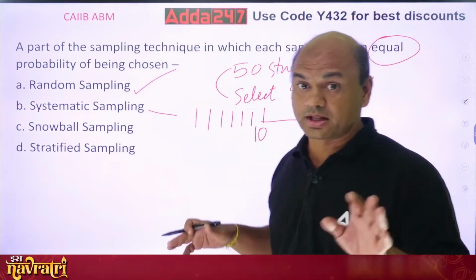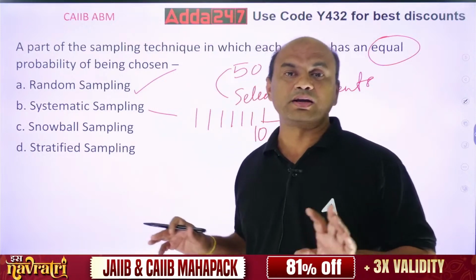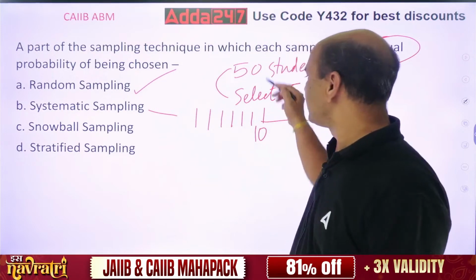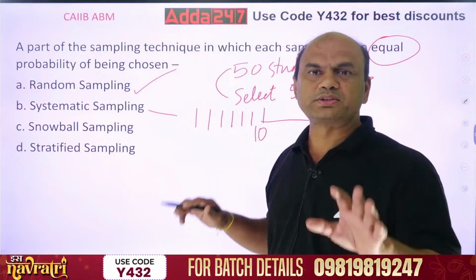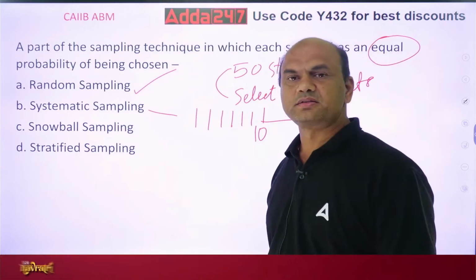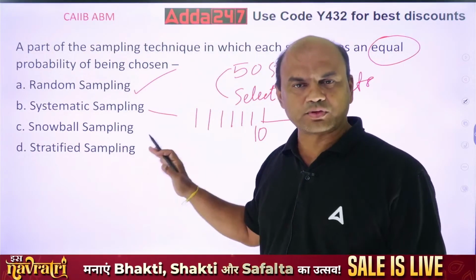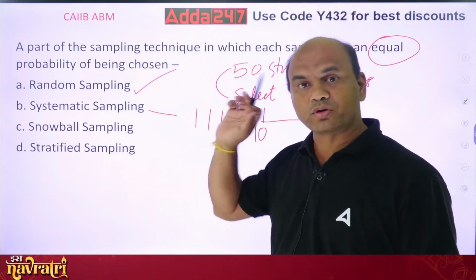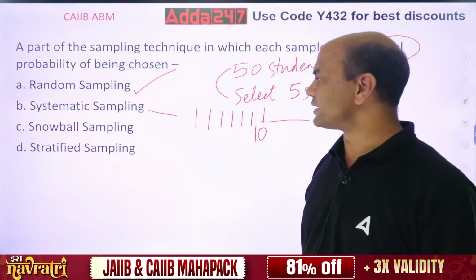Now, did I know anyone? No. Every 10th student is selected. So 50 divided by 10 is 5, so 5 students will be selected. That is systematic. Snowball is not a part of your probability sampling. That's a part of your non-probability, judgmental sampling.